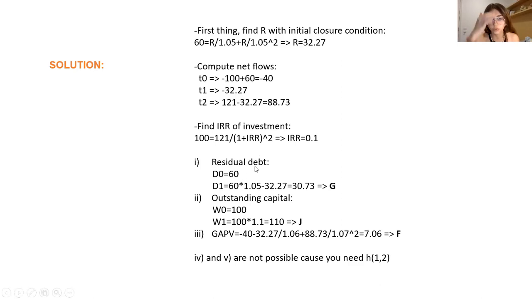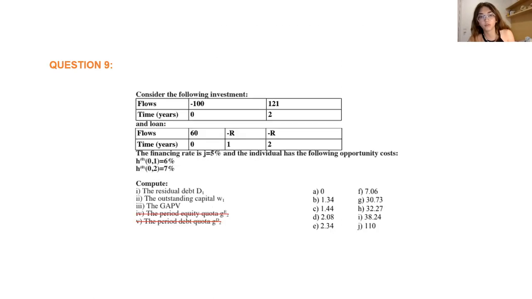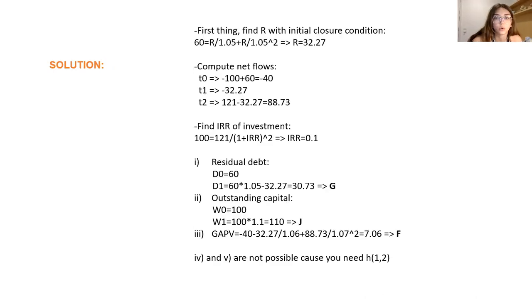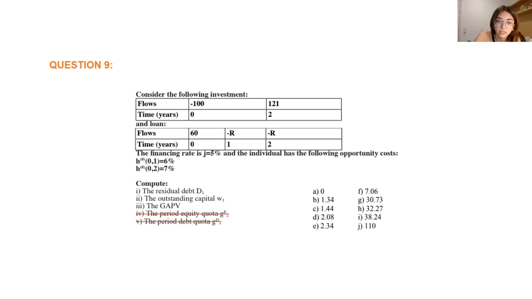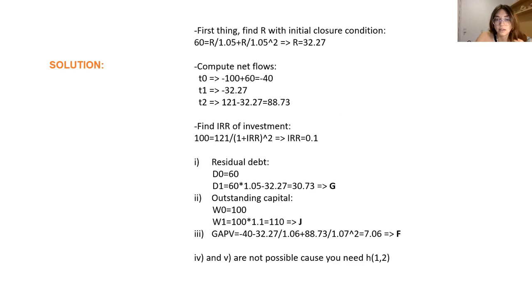You can now compute the residual debt. For your residual debt, you should start at 0, usually it's easier. So your residual debt at D0 is simply going to be 60, the entire value of the debt, because you haven't paid back anything yet. And then at D1, it's simply going to be D0, so 60, that you multiply by 1.05 because you bring it forward a year. And then, of course, you have to subtract the 32 that you're going to pay back. Doing this, you end up with a residual debt at D1 of 30.73.